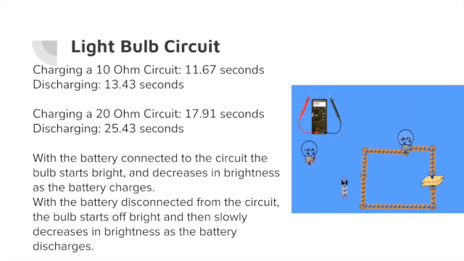Light bulb circuit. Charging a 10 ohm circuit took 11.67 seconds and discharging it took 13.43 seconds. Charging a 20 ohm circuit took 17.91 seconds and discharging it took 25.43 seconds. With the battery connected to the circuit, the bulb starts out very, very bright, then decreases in brightness as the battery becomes charged. With the battery disconnected from the circuit, the bulb starts off bright, then slowly decreases in brightness as the battery discharges.